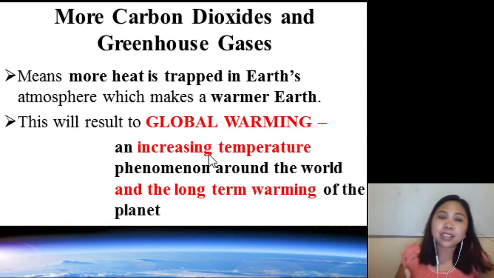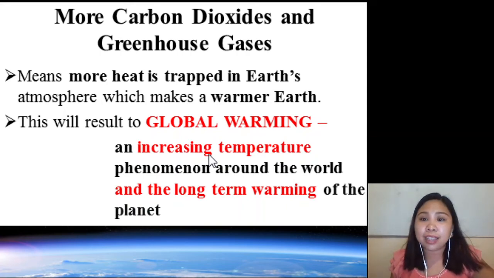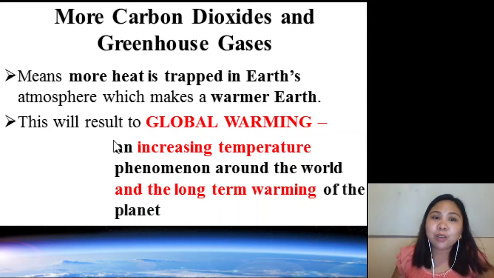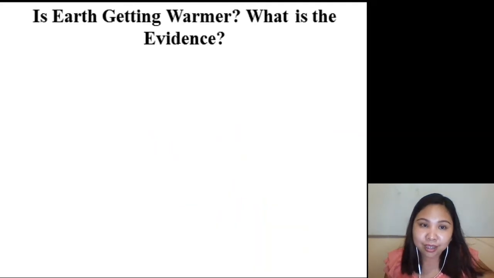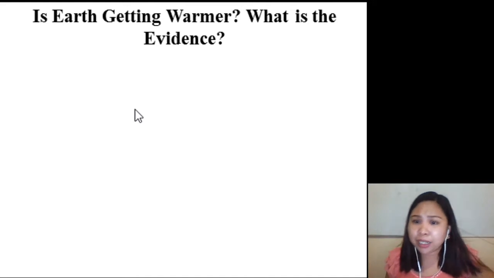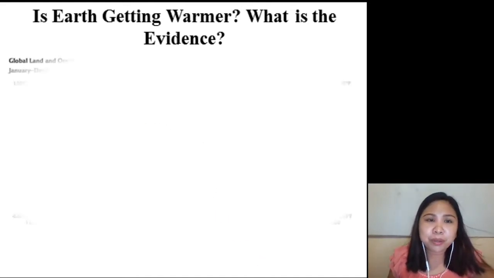When we discuss climate change, mas makikita nyo doon yung mga evidences that indeed, global warming and climate change are occurring. Kasi etong global warming na ito, class, eto yung nagdudulot kung bakit tayo merong rapid climate change. Okay? So, tanong, is Earth getting warmer? What's the evidence? Okay, ano ba yung evidence na nag-warm yung Earth?